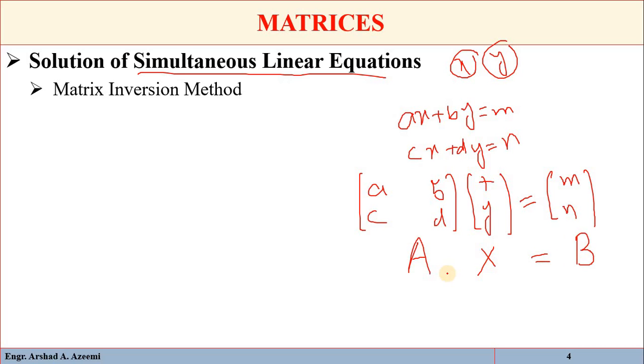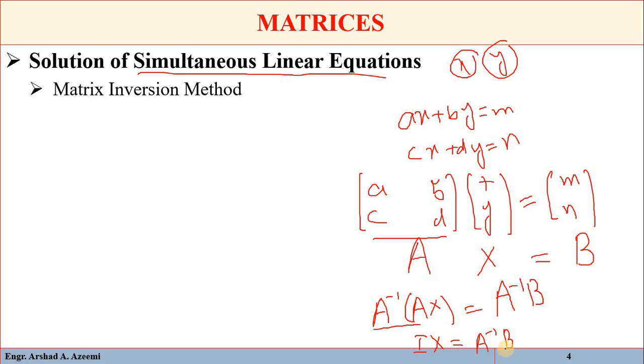Now if both sides of this equation are multiplied by the inverse of matrix A, then from A inverse multiplied by A we will get the identity matrix, and it will be equal to A inverse B. Now if the identity matrix is multiplied with X, we will get X, and it will be equal to A inverse B.